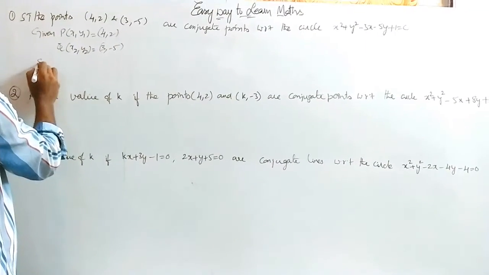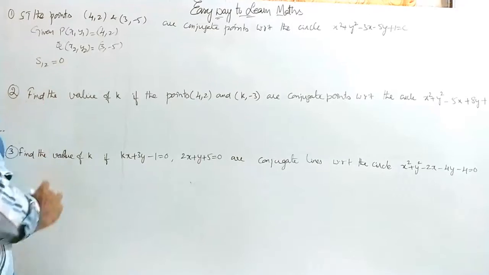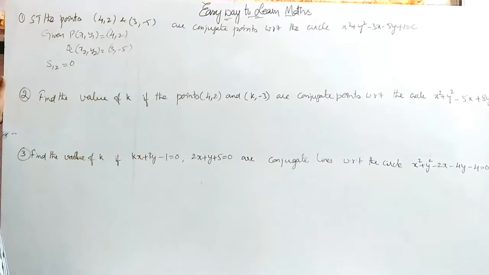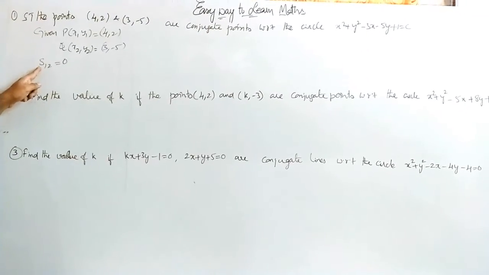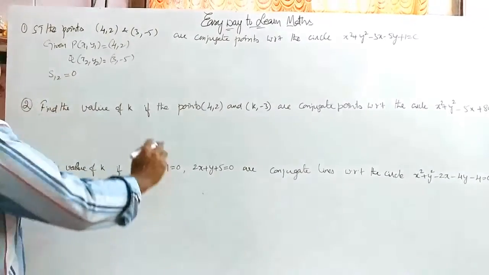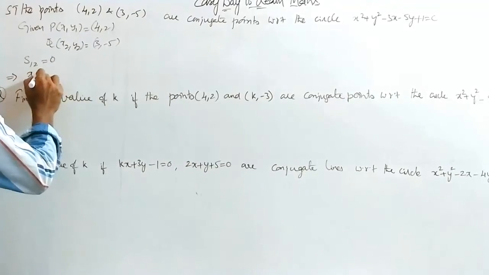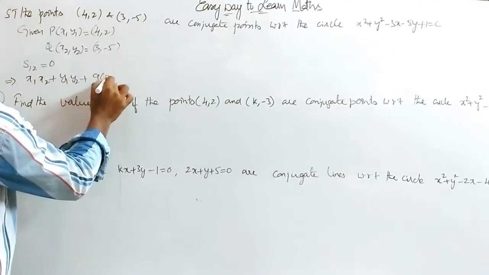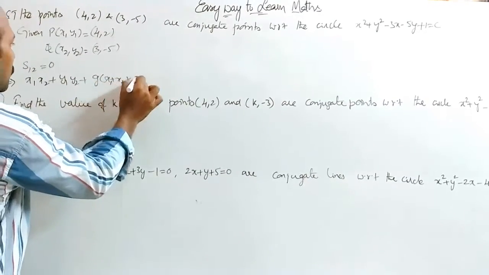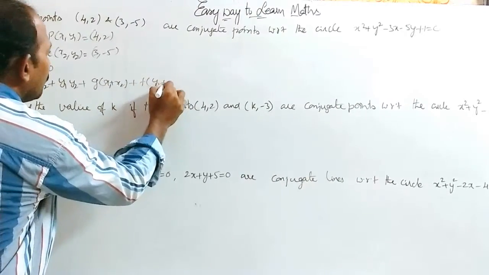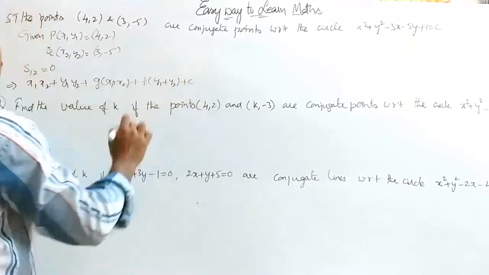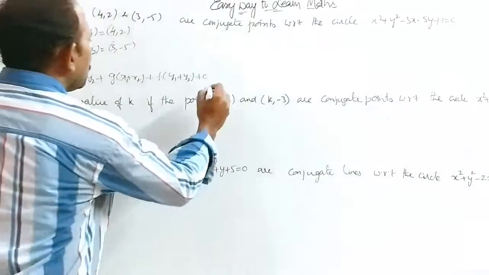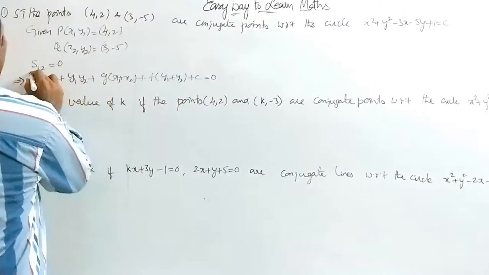The condition is S12 equal to 0. If P and Q are said to be conjugate points with respect to circle S equal to 0, then they have to satisfy the condition S12 equal to 0. What is the meaning of S12? x1 x2 plus y1 y2 plus g into (x1 plus x2) plus f into (y1 plus y2) plus c. This is the value of S12. We have to prove that it is equal to 0.